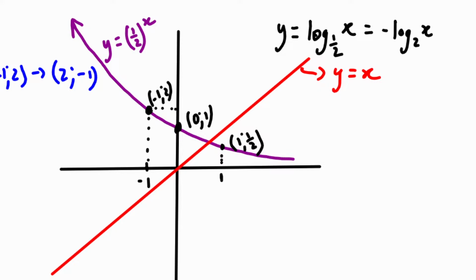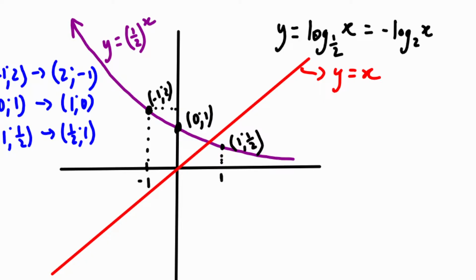So I've got (-1, 2), negative 1 and 2, changing to become (2, -1). And we obviously know our favorite point, (0, 1), is going to become (1, 0). And then lastly, the point (1, 1/2) becomes (1/2, 1). So let's plot these and see what happens.